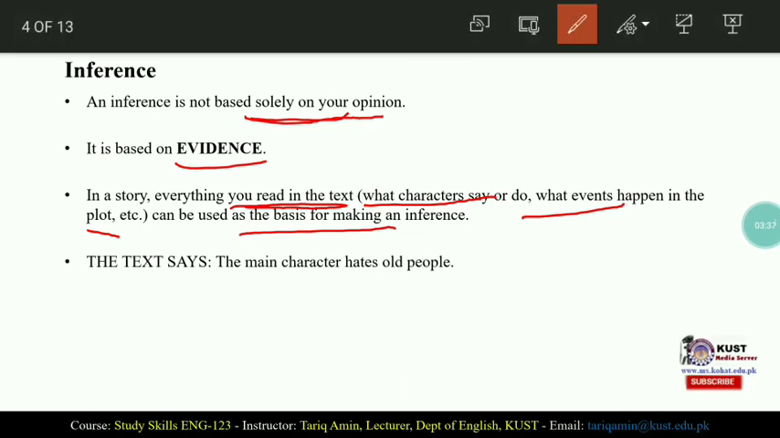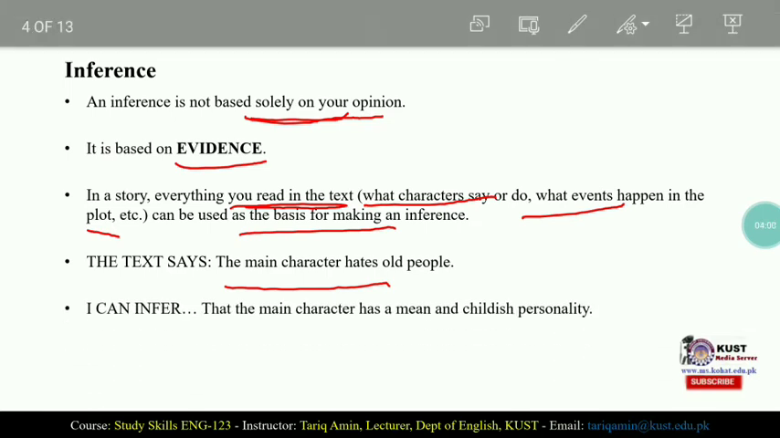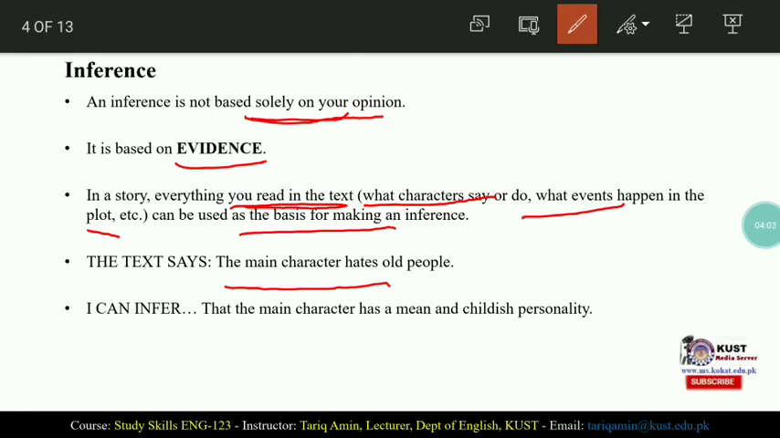For example, you are reading a text and it says that the main character hates old people. Now you can make an inference on the basis of this knowledge that you have got from the text. What can we infer? We can infer that the main character has a mean or childish personality. That is why he or she hates old people.